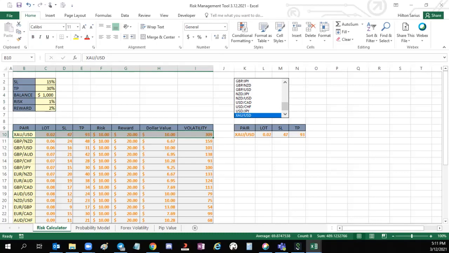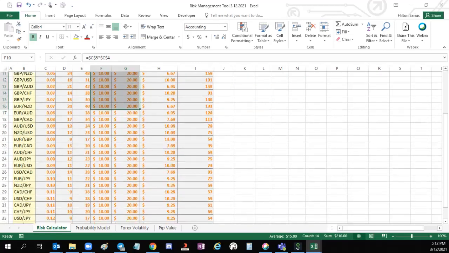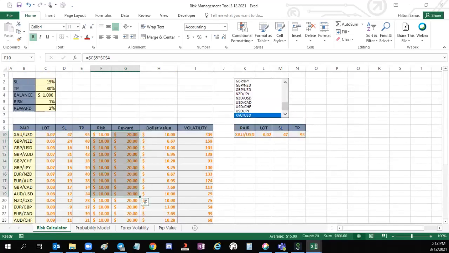Because it's also the highest volatility, it will have the highest stop loss and highest take profit. But it doesn't matter the lot size, stop loss or take profit that you're going to be getting from here. The formulas cater for it to always risk the same amount. The risk and reward will always be the same, so it balances out your risk management for you.